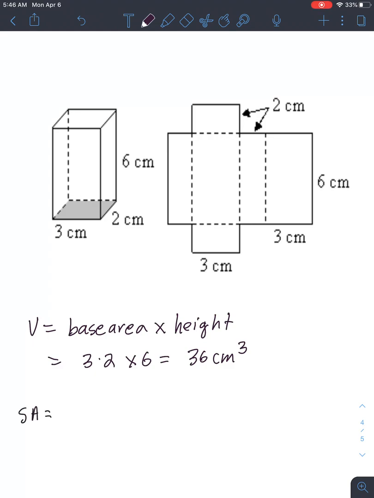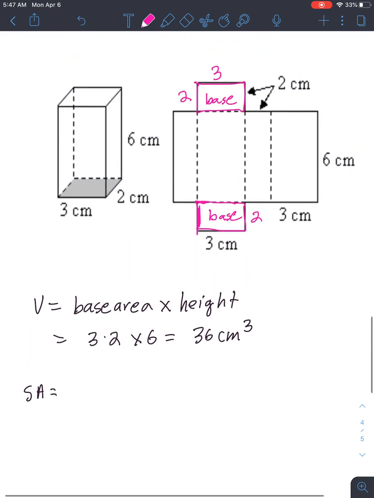Surface area. This one looks a little interesting. So as we recall, I believe that the small ones, this right here, is our base, and this right here is our base. So we know this is 3 and 2. They already said this is 3 and 2. So we know 2 of our rectangles, so we can say 2 times 3 times 2 plus.